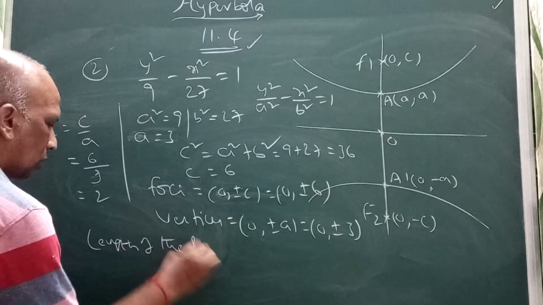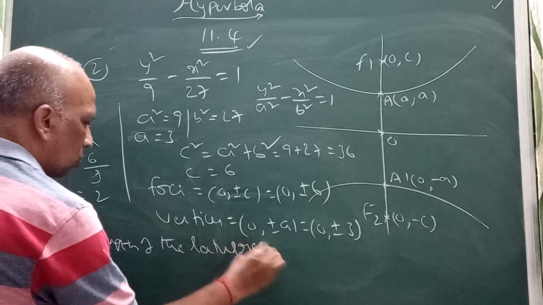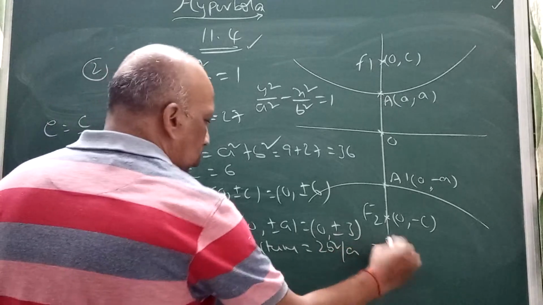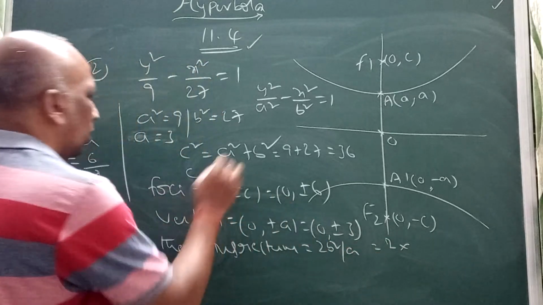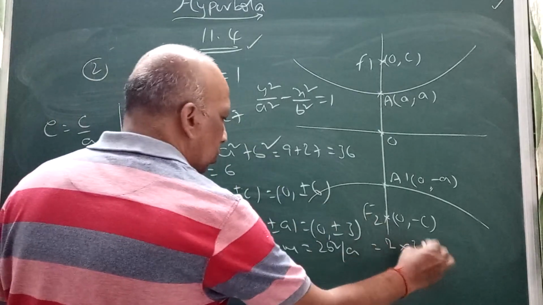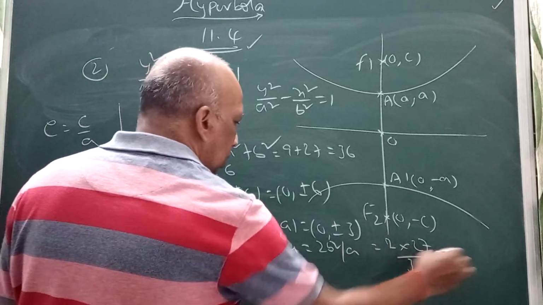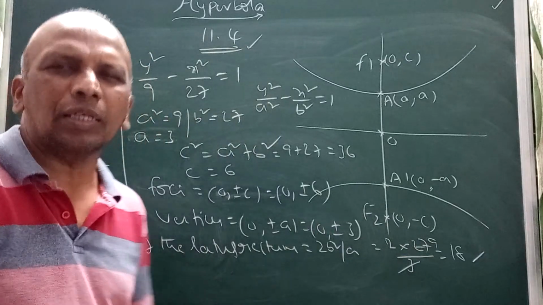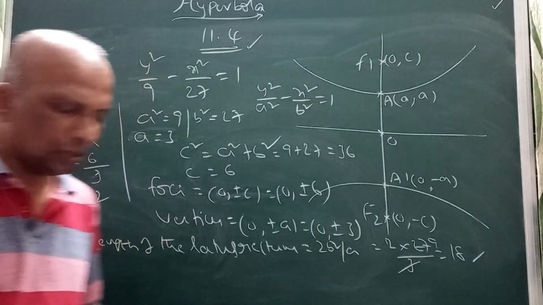Length of the latus rectum is 2b square by a. What is b square here? b square is 27, a is 3. So 2 into 27 by 3 is 18, because that is the length of the latus rectum. Like that we can find all the values.